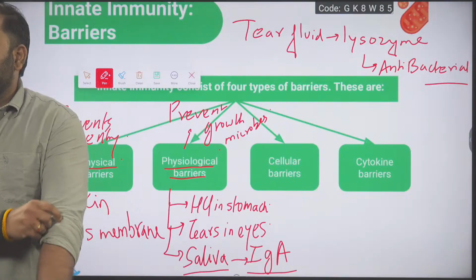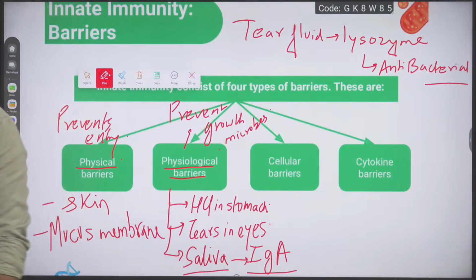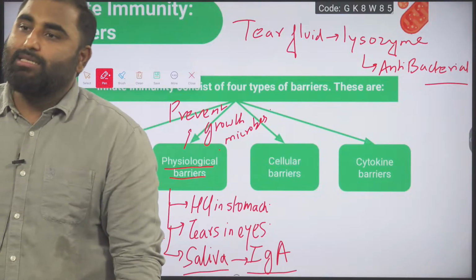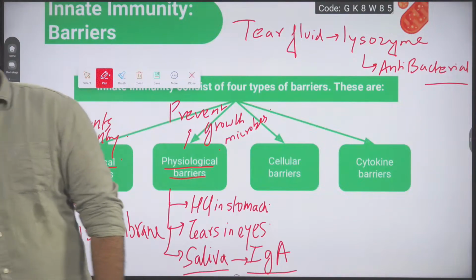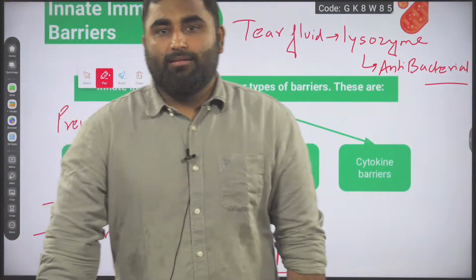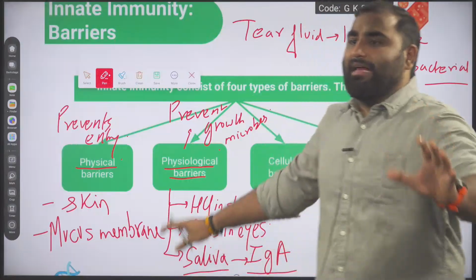Sir, do we have IgA in our saliva? Yes, Janvi. IgA antibodies can be found in the saliva as well, a little bit. They are there. Okay? Are we clear till now?